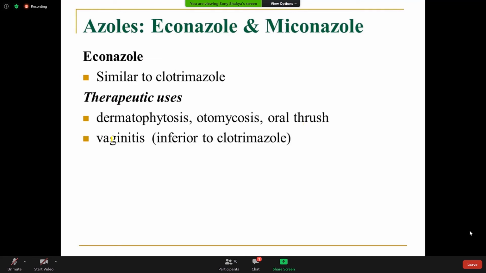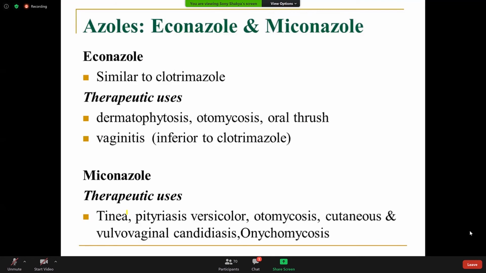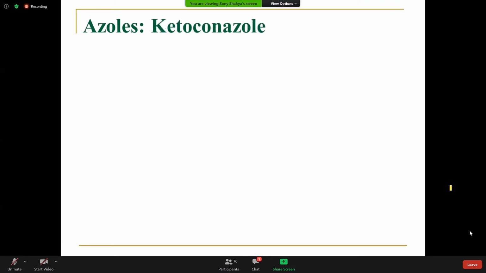Vaginitis: in vaginitis, maybe we prefer clotrimazole. It is inferior to clotrimazole. Miconazole, therapeutic uses in tinea, pityriasis versicolor, otomycosis, cutaneous and vulvovaginal candidiasis, onychomycosis. Miconazole is used. Next is ketoconazole. This one you might also have heard about.